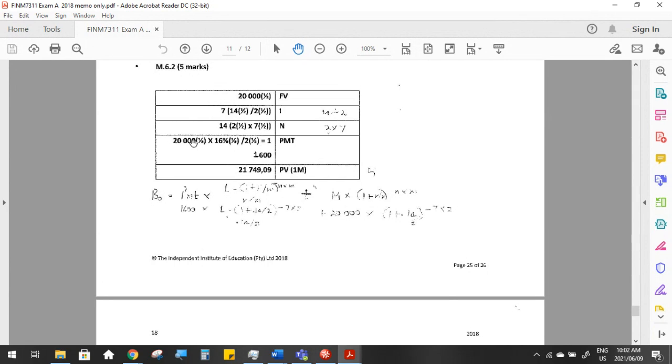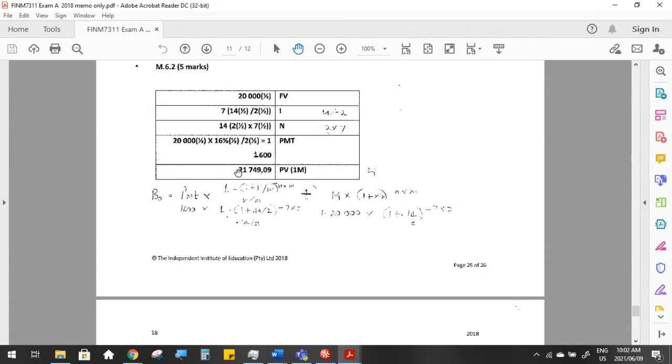PMT is the face value of the bond multiplied by the coupon rate of the bond. So 20,000 times 16%. And remember that 16% is the annual rate, so we then have to divide that by 2 because that PMT is divided into 2 separate payments. So each of the 2 PMTs will be 1,600. So that's your inputs into the model. FV equals 20,000, I equals 7, N equals 14, and PMT equals 1,600.